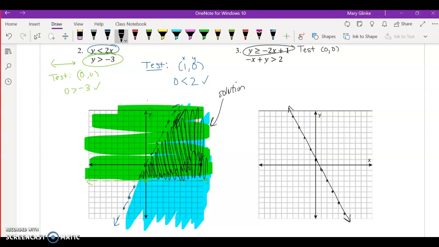I'm going to test 0, 0. It's right here. So 0 is greater than or equal to 1. This is not true. So I can't shade the part with 0, 0, so I would shade up here.